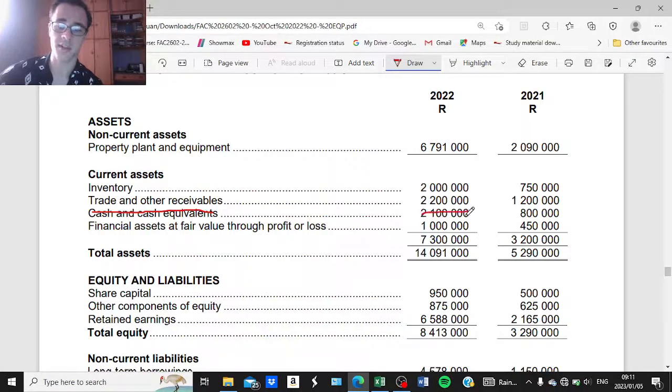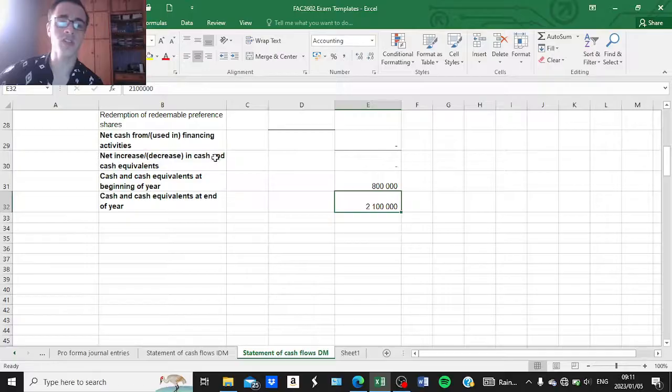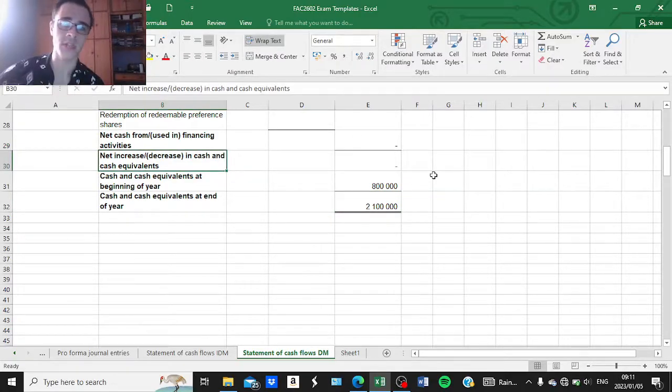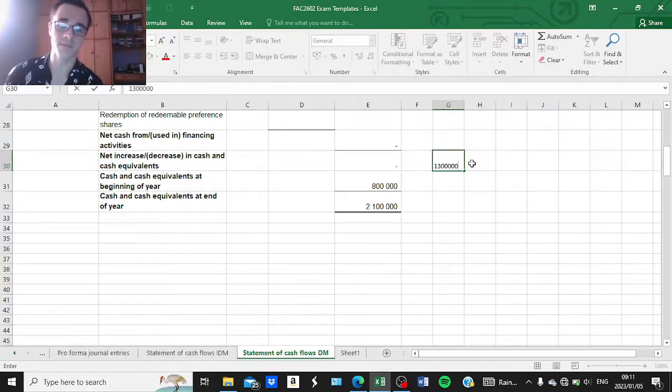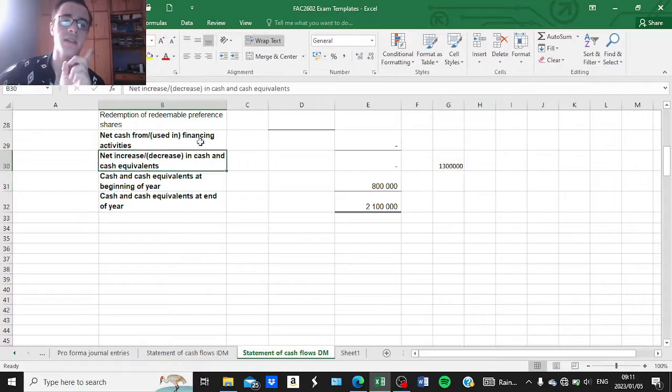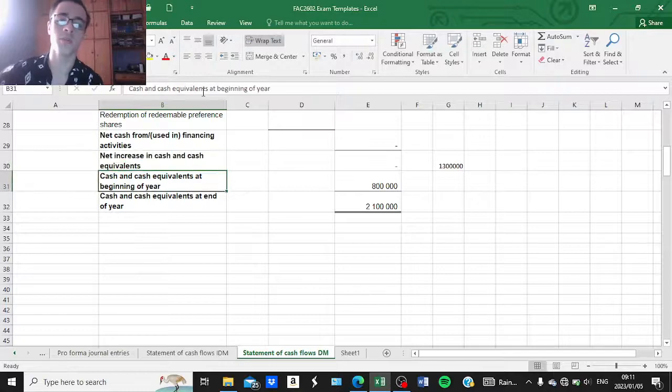All right. So we have a closing balance of 2.1 million rand, and then we had an opening balance of 800,000. Both are favorable balances. So the change in cash and cash equivalents, or the net increase or decrease in cash and cash equivalents, as I've indicated previously, is calculated by taking the closing balance of 2.1 million and subtracting the balance at the beginning of the year, which was 800,000. So this should give you a value of 1.3 million rand. So in other words, the net increase in cash and cash equivalents amounts to 1.3 million rand.